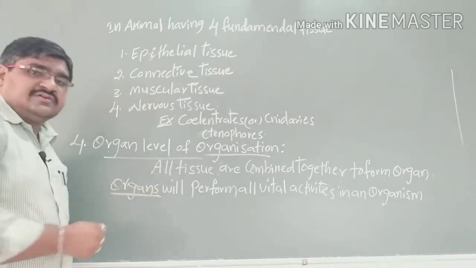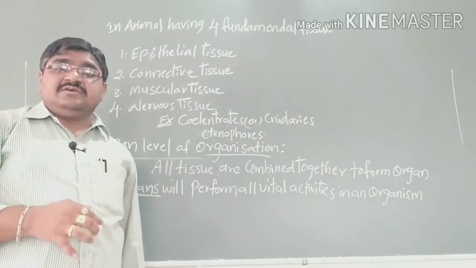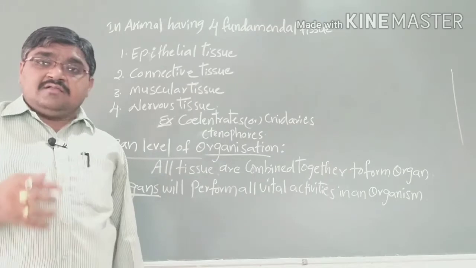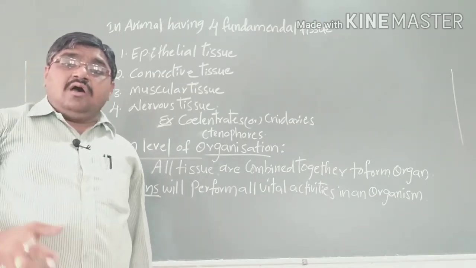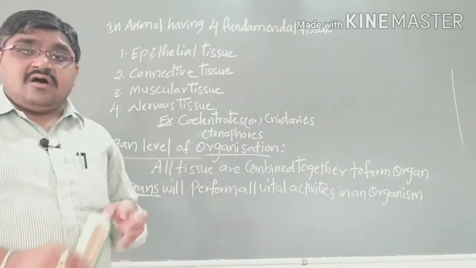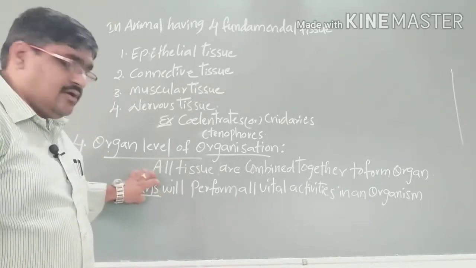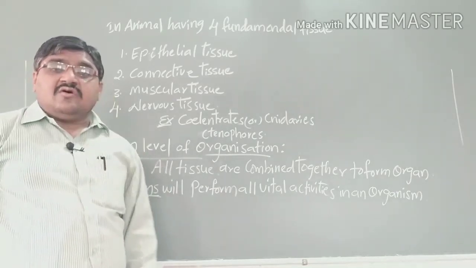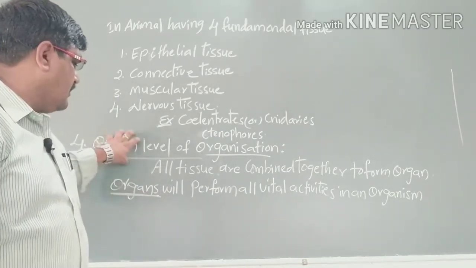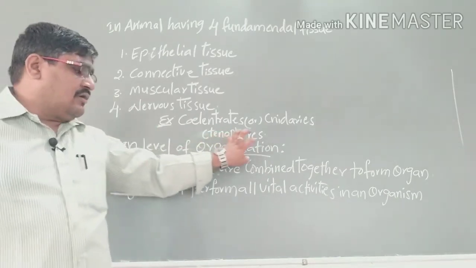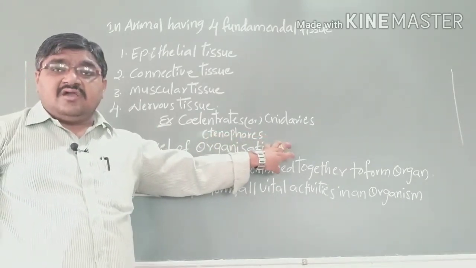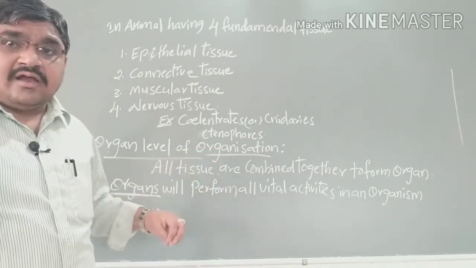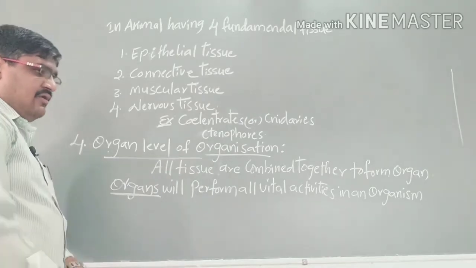Organs will perform specific functions, that means all organs present in the body of an organism will perform all vital activities, or all functions are carried out by the organs only. So this type of grade of organization is called the organ level of organization.